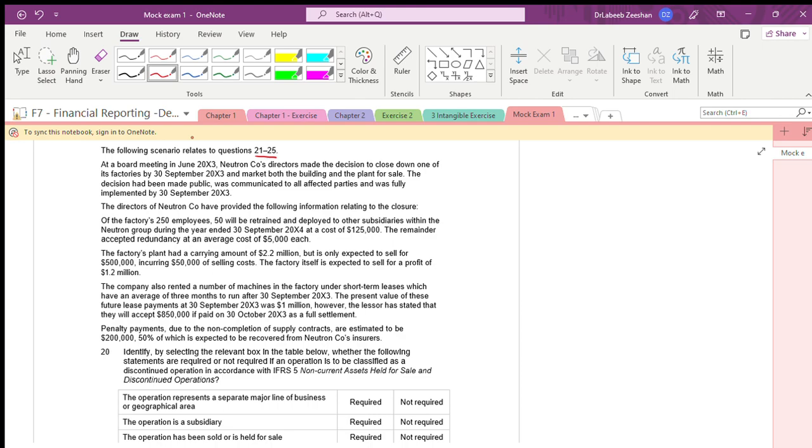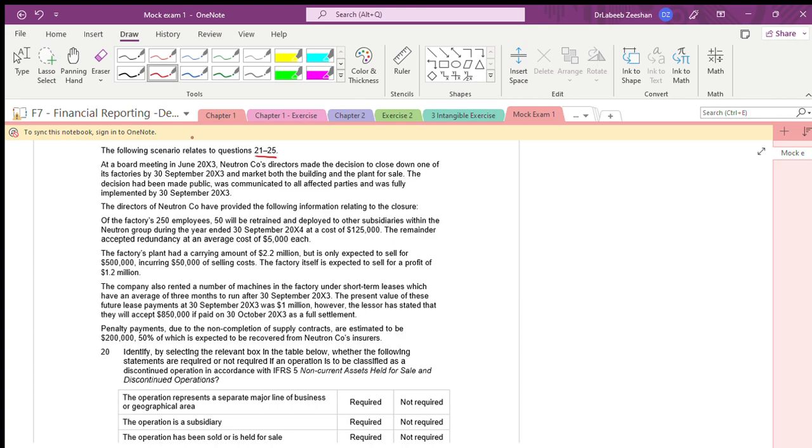At a board meeting in June 2003, Neutron's director made the decision to close down one of the factories and put it on the market, which means selling both the buildings and plant. The decision has been made public and communicated to all affected parties.